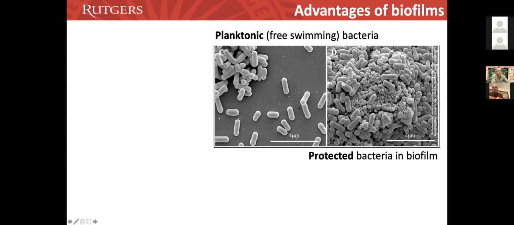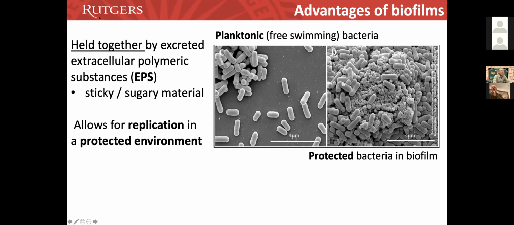When these free swimming bacteria land on a surface and begin to replicate, they adhere to that surface and they start producing this protective matrix. And that's what you can see here with these little dots. What's happening here is that this is turning these bacteria into basically a shield that protects all of the other bacteria that are inside of this. And so they're held together by this extracellular polymeric substance.